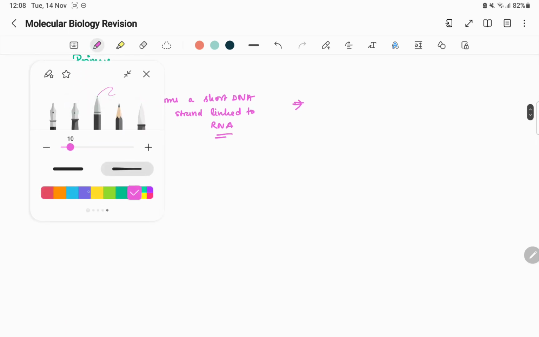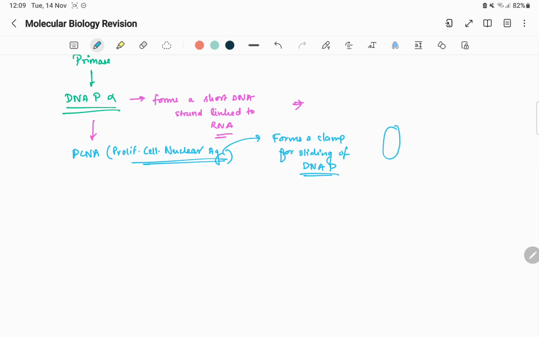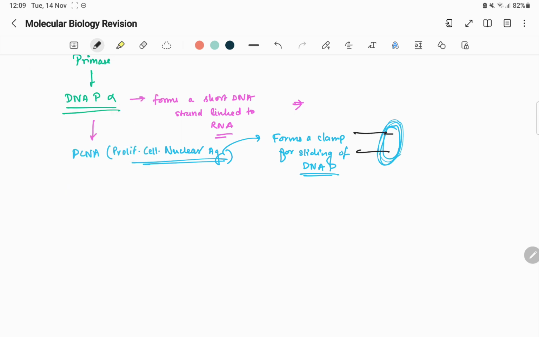Then we can see the action of another factor called PCNA. PCNA stands for proliferating cell nuclear antigen. What it does is form a clamp for sliding of DNA polymerase. Let's say this is the DNA strand, so this is a clamp that is formed by PCNA. This is a PCNA clamp.